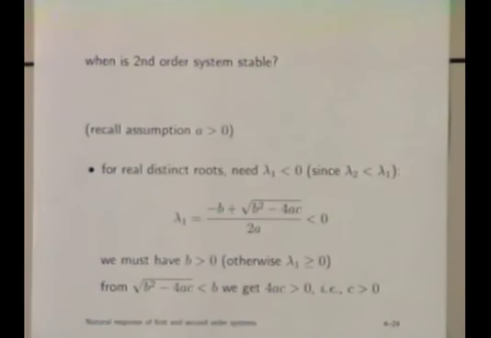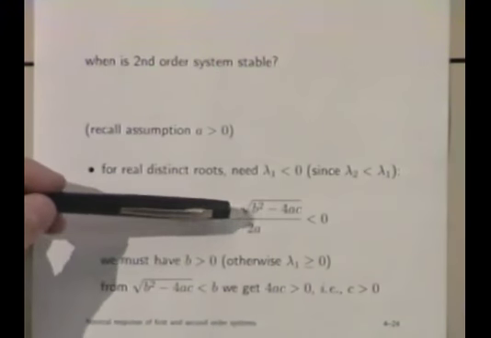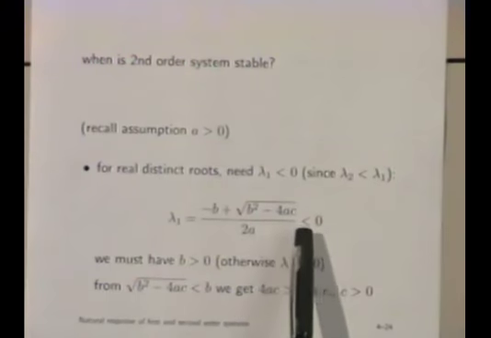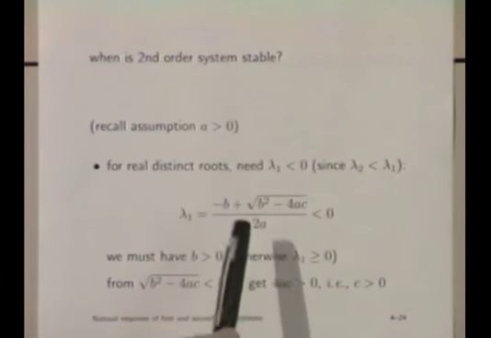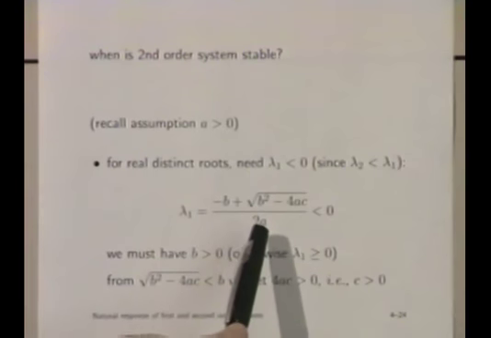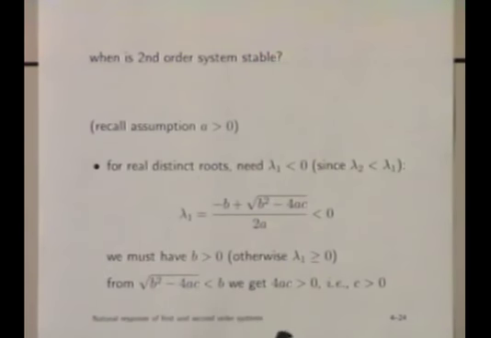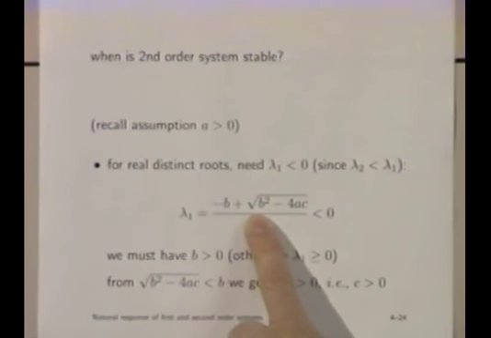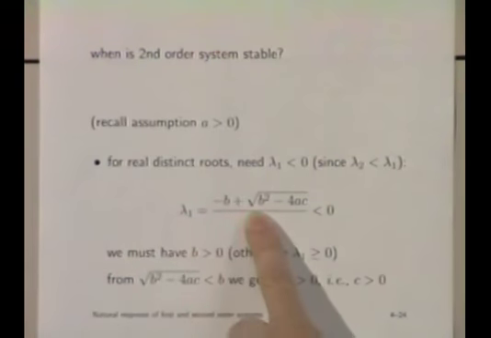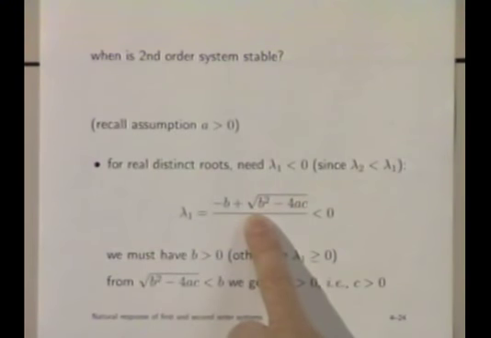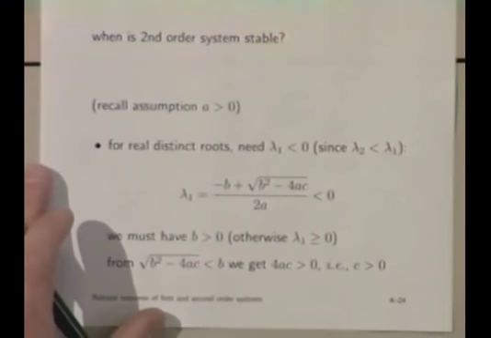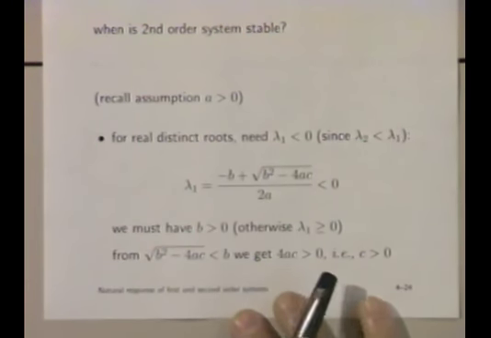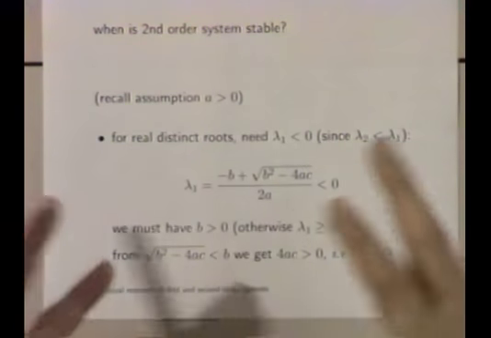For real distinct roots, you have minus b over 2a, plus or minus this, and this has to be less than 0. These are the two roots. The one with the plus term is the larger one, so this has to be less than 0. But a is positive, so we can get rid of that. Then it turns out that this implies b has to be positive. Period. Now from b squared minus 4ac less than b squared, you get that 4ac is positive, so c is positive. You don't have to follow all the details right now.